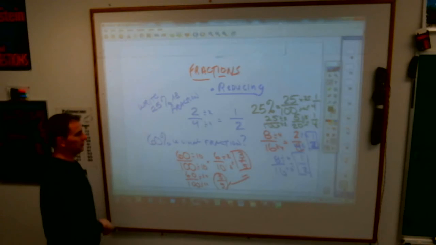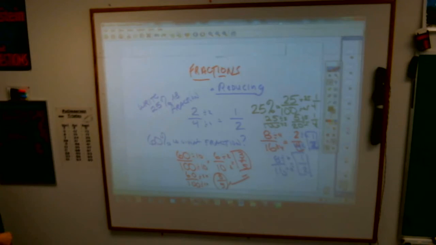So it takes a little while to get the whole gist of all the reducing, but every time you see a fraction, you gotta say, can I reduce that? Can we make it a smaller number so that it's easier?